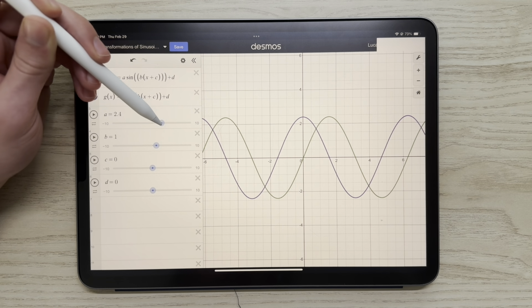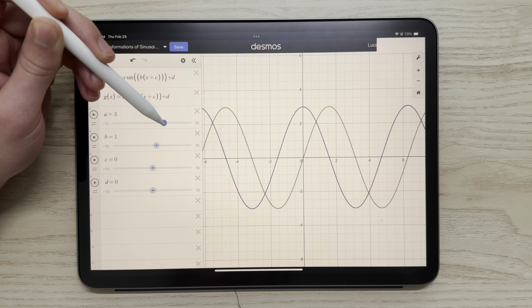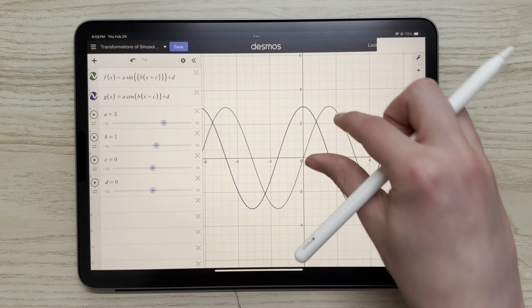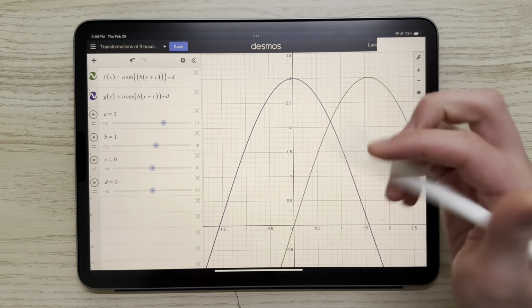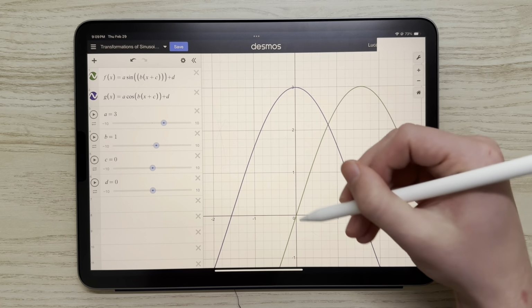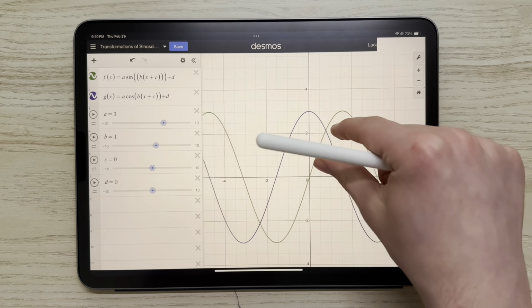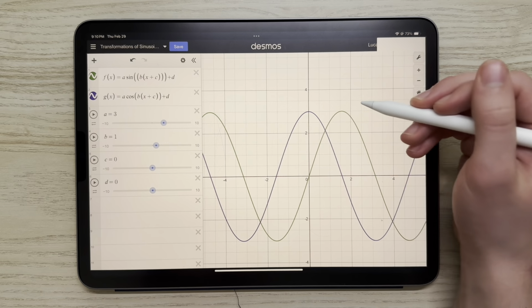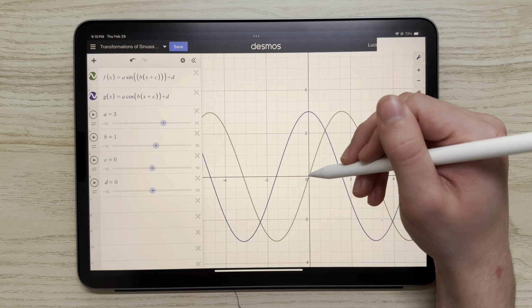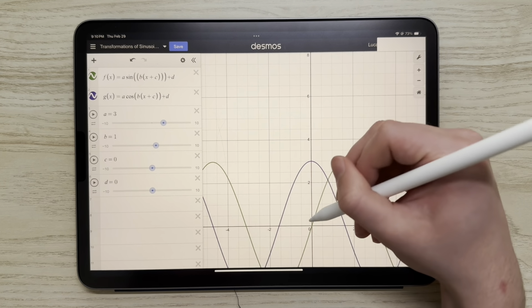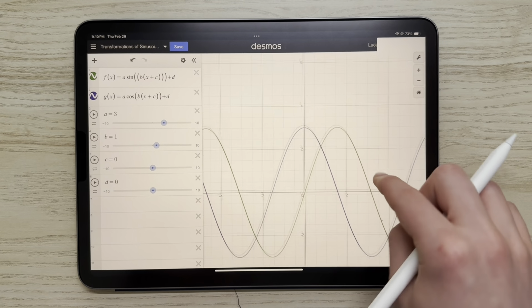And so if I were to make a equal to 3, this distance right here is 3. 1, 2, 3. So that's the distance from the middle to the maximum. And so if you have an amplitude of 3, this space right here is going to be 3 as well.